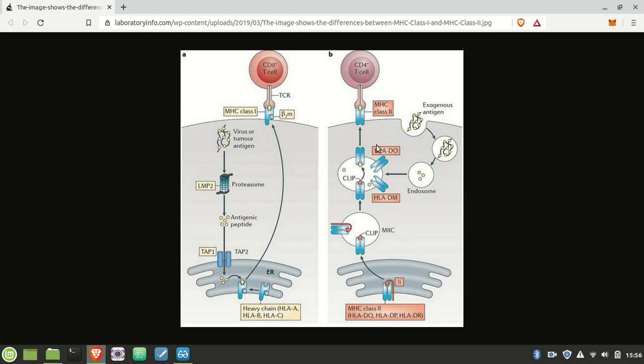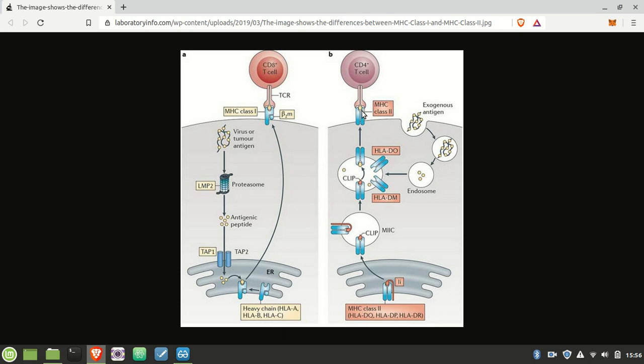What is this invariant chain that they keep talking about? Well, this invariant chain is actually this thing right here. The invariant chain actually blocks the binding of the protein in question until an acidified endosome, with the help of HLA-DM, removes the remnant of this invariant chain called CLIP, and then you actually have the protein in question binding to it and finally being presented.